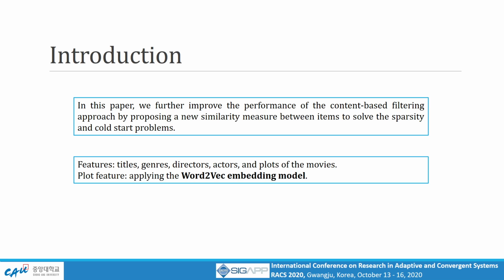Therefore, we construct the semantic vector for the plot feature of movies by applying the word embedding model. Then the similarity of the movies is calculated by the cosine measure on the vectorized features. The feature information is available when movie content is created. Therefore, the system always has the feature information even with newly added movies. As a result, the system can avoid the cold start problem.